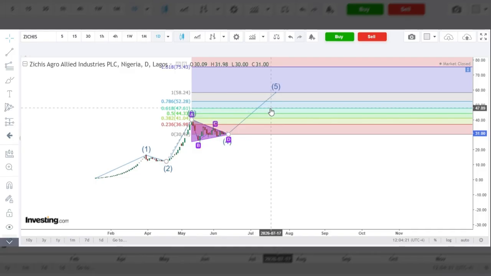This 47.61 on the 0.618 and 100%, which is one of the Fibonacci, 58.24. Okay. So this is actually what I call textbook Elliott wave.